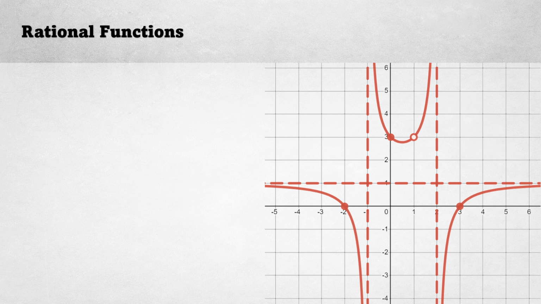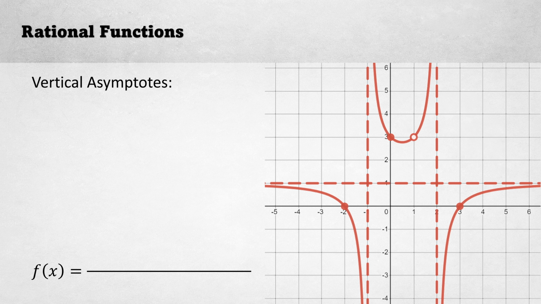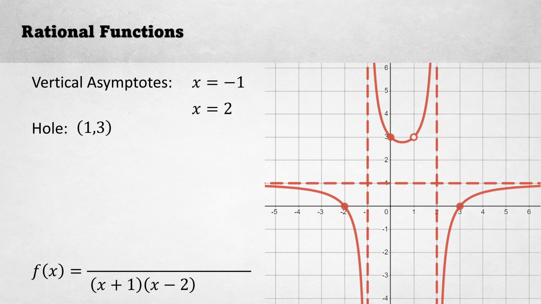In this example, we're given a graph and are asked to find the equation of the rational function. We can see that the vertical asymptotes are at -1 and 2. The vertical asymptote of x equals -1 gives the factor of x plus 1 in the denominator, and the vertical asymptote of x equals 2 gives the factor of x minus 2 in the denominator. There is a hole at 1, 3. As we saw before, holes come from common factors in the numerator and the denominator, so we get x minus 1 in the numerator and the denominator.